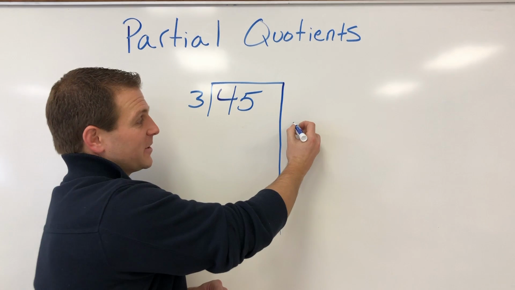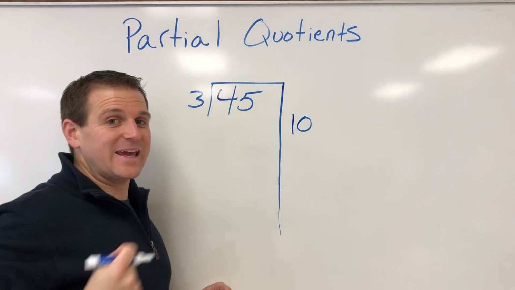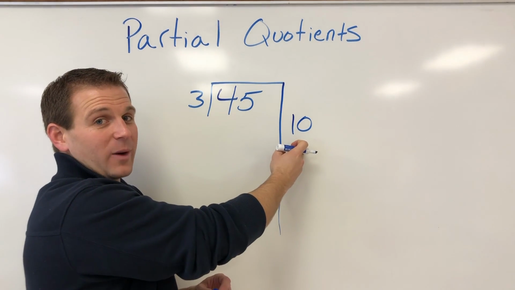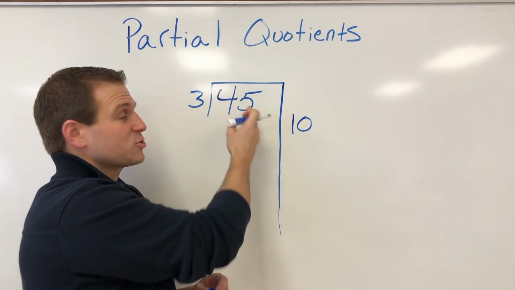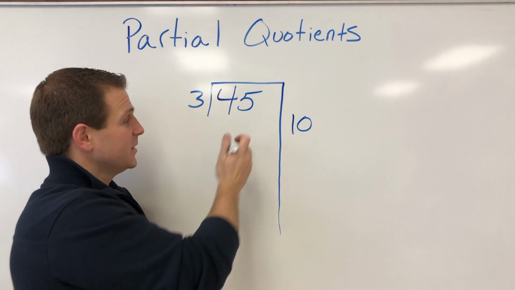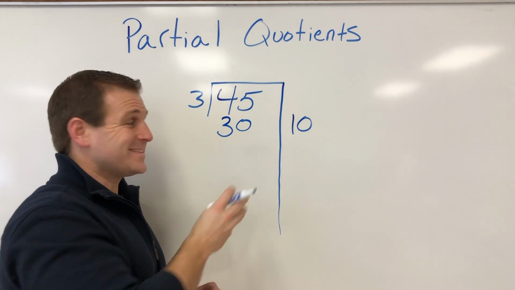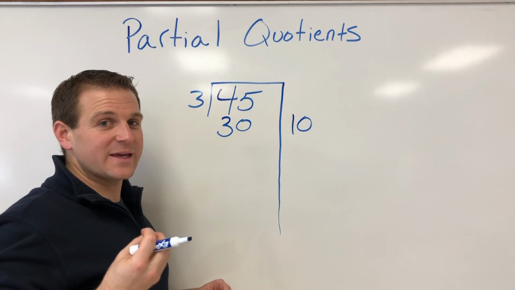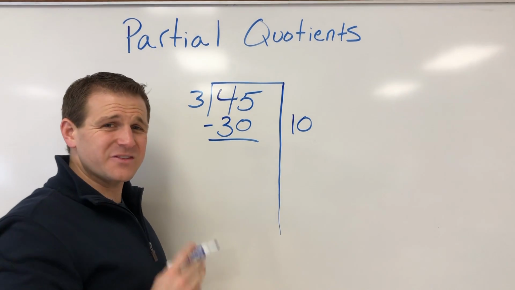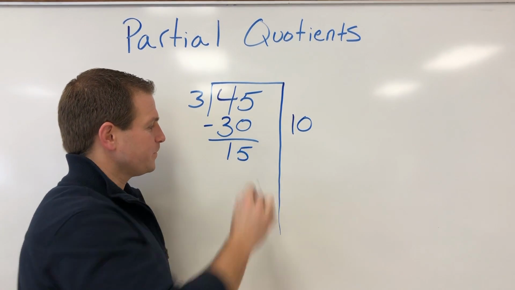So I'm going to put a 10 over here. And this represents the number of groups I've taken out of the problem. So if I take 10 groups of 3 away, then I need to subtract that from here. So 10 groups of 3 is 10 times 3, which is 30. And I'm going to write that right there. And since I've already taken those away, I need to find out what's left over. So I'm going to subtract it. Similar to our standard algorithm, 45 minus 30 is going to give me 15.